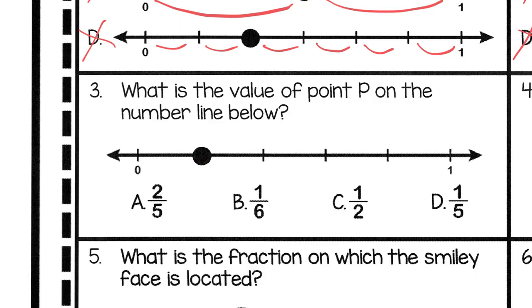So if I look at these, how many pieces do I have? 1, 2, 3, 4, 5. So I've broken into fifths. So that's an option, and that's an option. These are not.